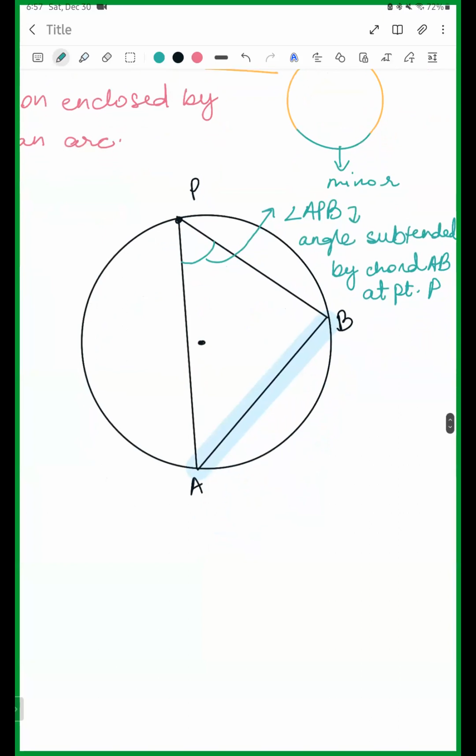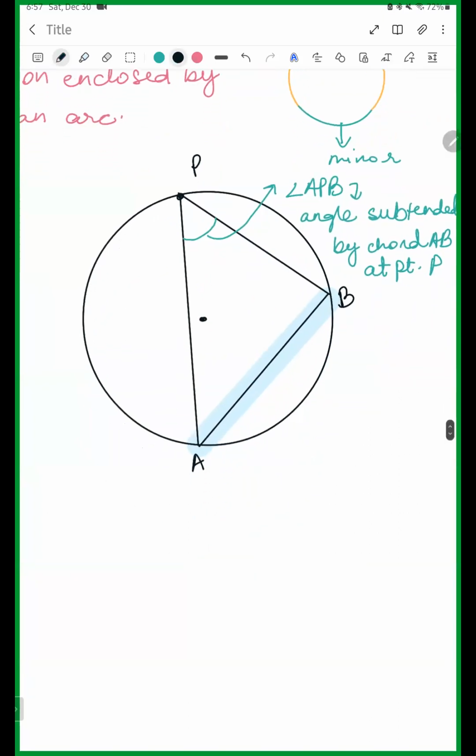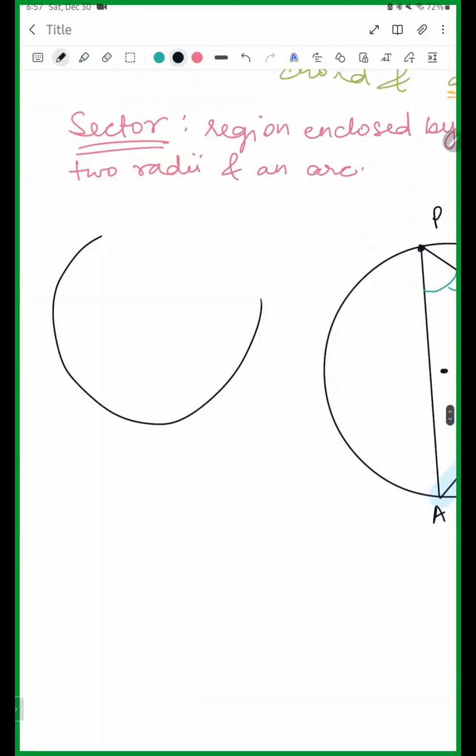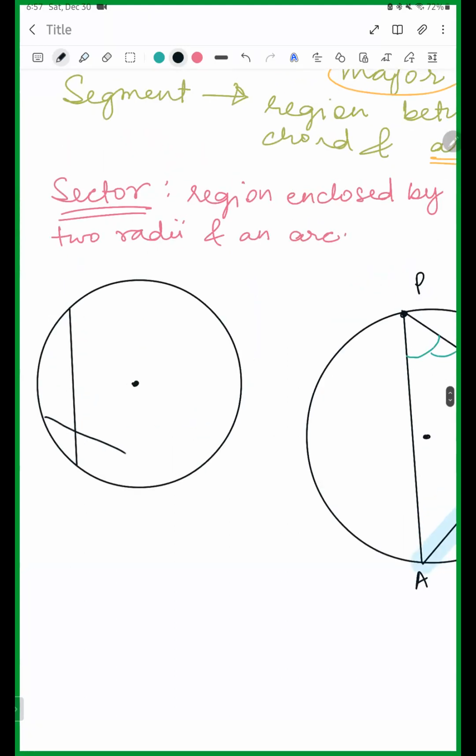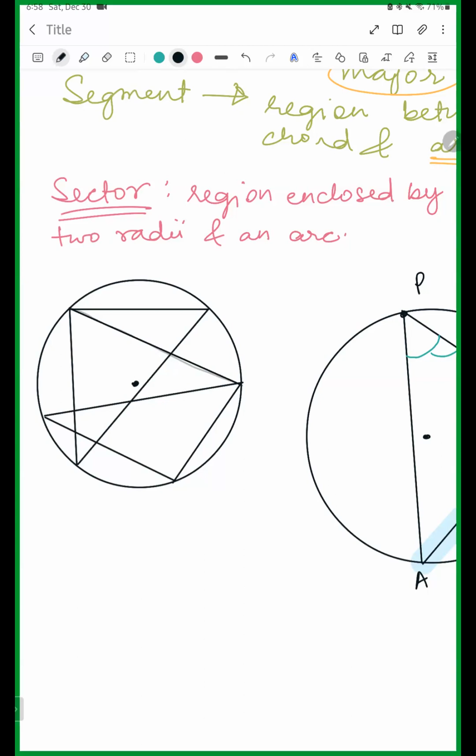Okay. So I am going to try to make sure that you guys have understood this concept of angle subtended by a chord. So let's say we have another circle here. This is the center. I am drawing a chord here and a chord here. Don't get confused with all the lines. It will all start making sense in a little while.